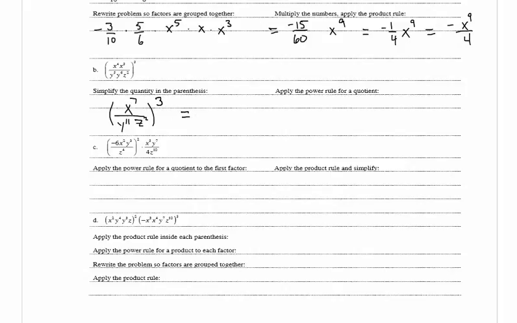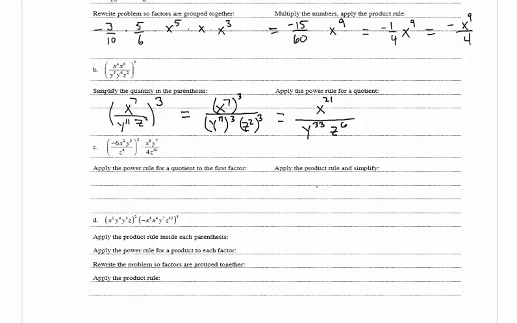And now they want us to apply the power rule for the quotient. So we're going to have x to the seventh cubed divided by y to the 11th cubed times z squared cubed. And this is equal to x to the 21st power divided by y to the 33rd power and z to the 6th power.